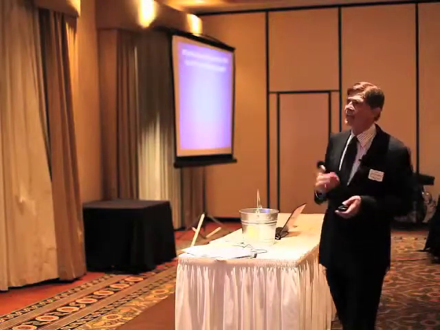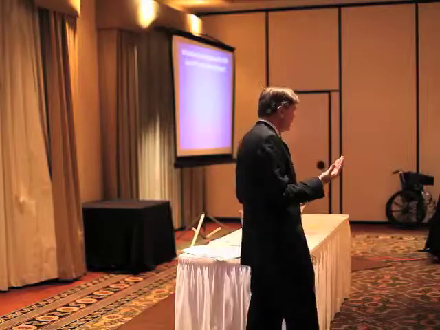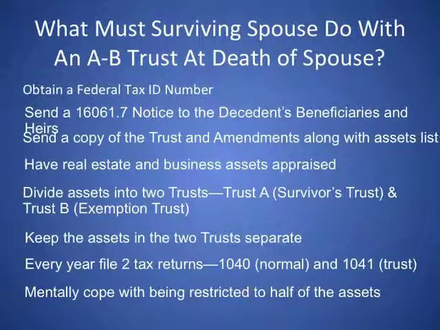Let's take a look at what Gail, the surviving spouse, has to do if we have this B trust. First of all, when I pass away, my Social Security number ends, and because Gail does not technically own the assets in the B trust, she can't use her Social Security number, so we have to get a tax ID number. So that's one step that she has to do.